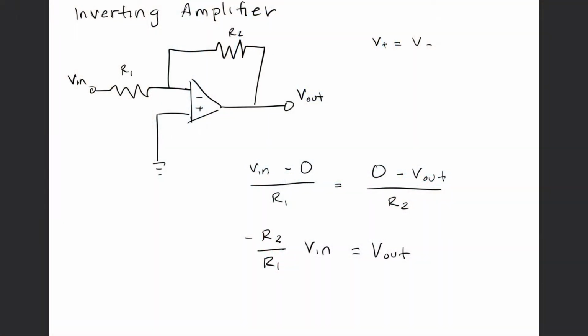For the inverting amplifier, we use Kirchhoff's current law to find the equation, and we see that it is negative R2 over R1 times V in equals V out. The gain for this is negative R2 over R1, and we can adjust the resistance to have a gain of negative 10. The voltage divider in our circuit essentially adds an offset of 2.5 volts, so we can see the inversion of the voltage.